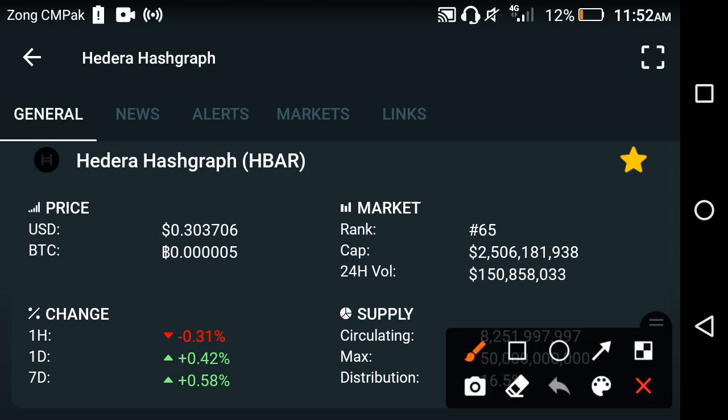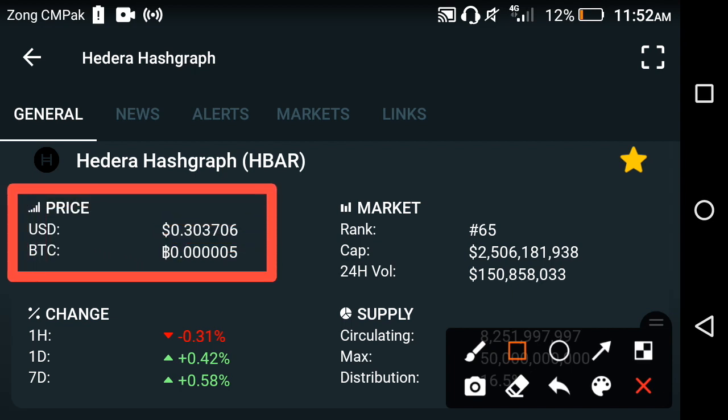First of all, we talk about the current price of Hedera Hashgraph. At this time the price of Hedera is about 0.303706 USD dollar.